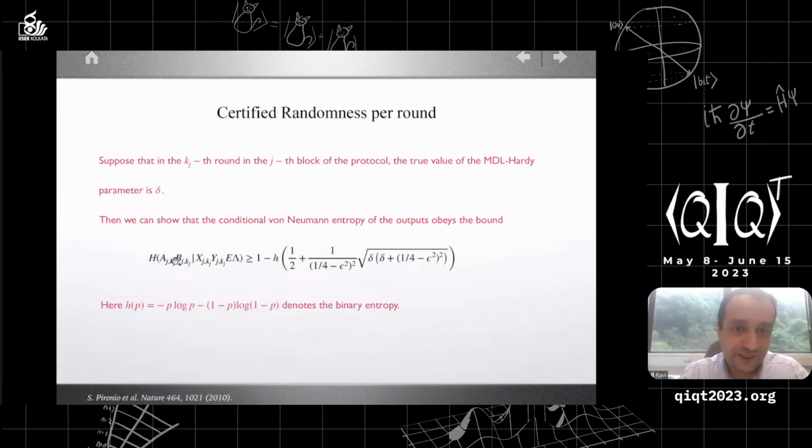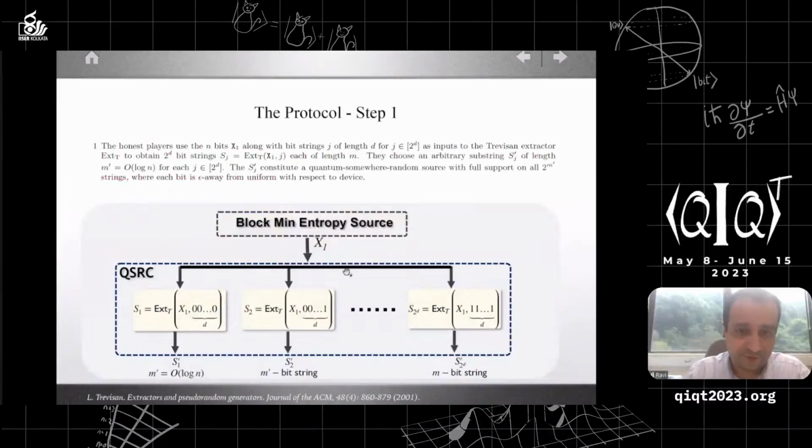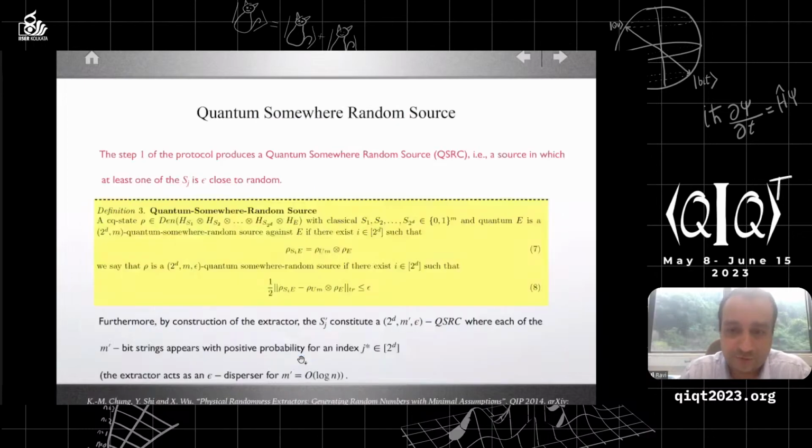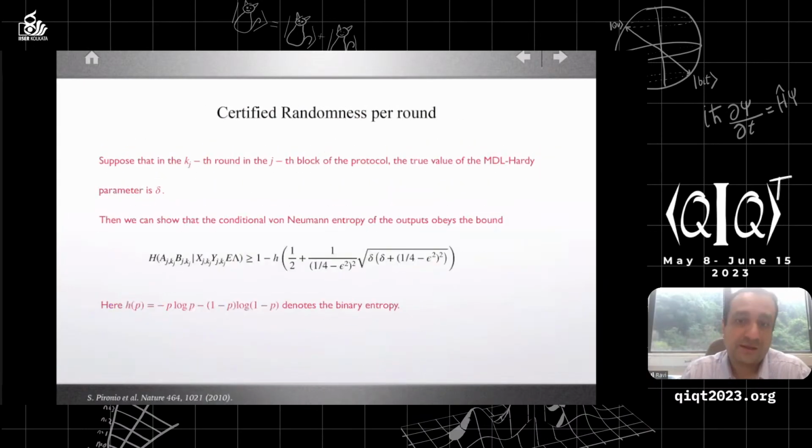So we can show that in each run, the outputs, even conditioned upon the inputs and conditioned upon the side information of the eavesdropper, have some amount of mean entropy that we can quantify in these terms. As I said, epsilon is a parameter that appears at the first step of the protocol. It's a parameter in this first procedure, that for each of these S1 prime, etc., there is some Sj prime that is epsilon away from uniform. That's that parameter, and this small h denotes the binary entropy. So you can have a single round bound. So we can certify the randomness in a single round.